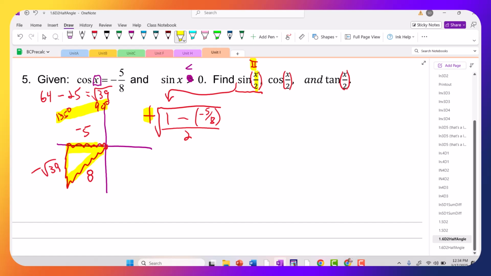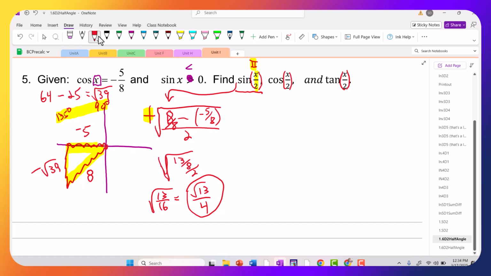And then you know what? This is 8 over 8. That becomes 13 over 8 over 2. You should do that. What's 13 over 8 over 2? 13 over 16, which is root 13 over 4. The reason I simplified that real fast is we're going to have a similar simplification with cosine.